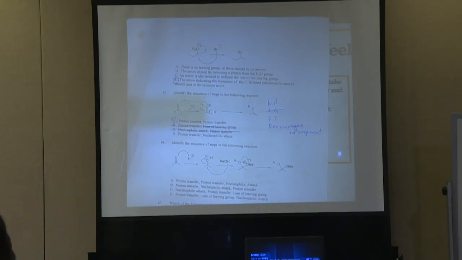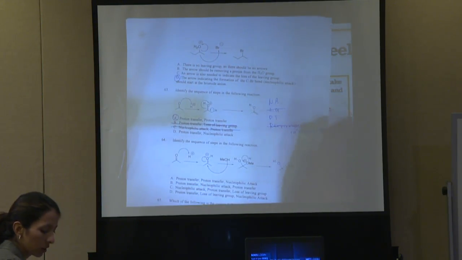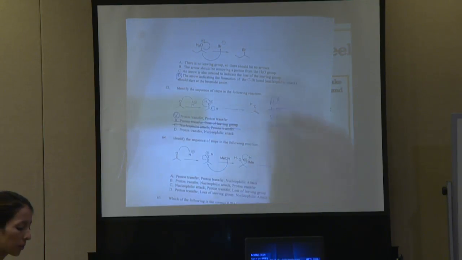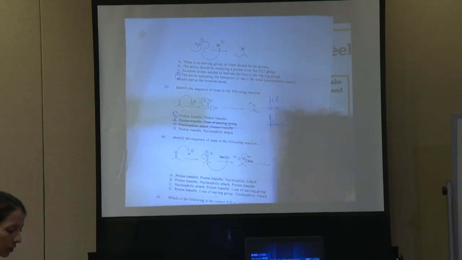Why not? Right, right. That's your first hint. Rearrangement occurs when we're trying to form a more stable carbocation, right? When we're trying to go from a secondary carbocation to a tertiary carbocation. That's not what's happening here. So that one's out. So now we have between a nucleophilic attack and a proton transfer.